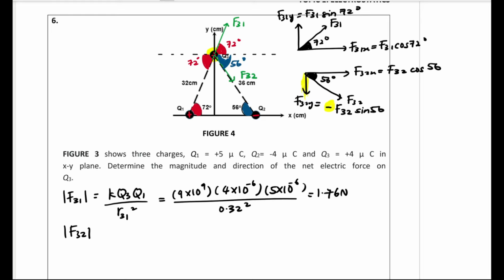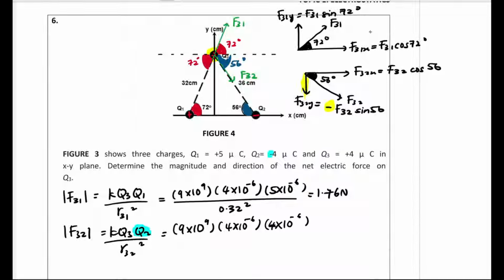While F32, okay, make sure you don't substitute the negative sign, because charge 2 is negative. Okay, alert. So Q3 is 4, Q2 is negative 4, so just 4. The distance between them is 0.36 squared. Don't forget the square. So that one is 1.11 Newton.